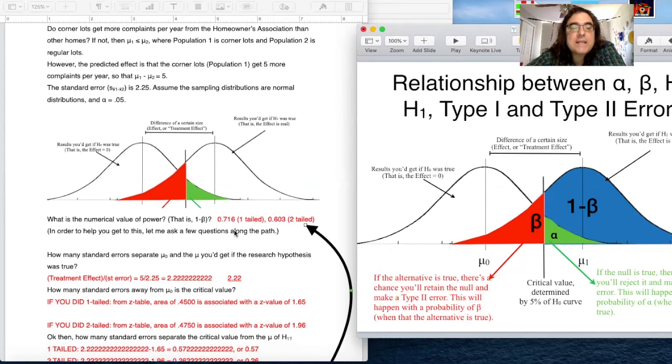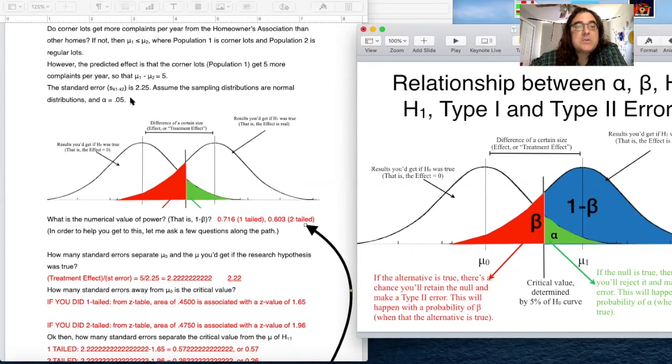I was trying to get you to make this a one-tailed test by making the prediction directional, but if you went with the two-tailed test, I can't really blame you, so I have answers here for both of them. The thing is, the number of standard errors that separate the middle of the null distribution from the mu you'd get if the research hypothesis was true, this treatment effect here, is treatment effect divided by standard error. In this case, 5 complaints separate these two distributions.